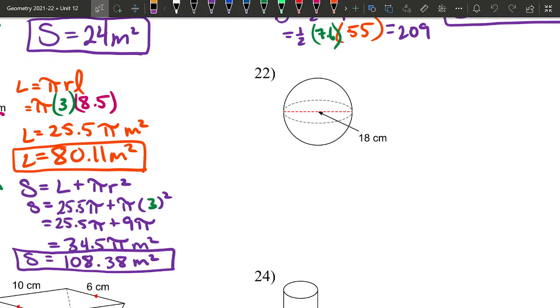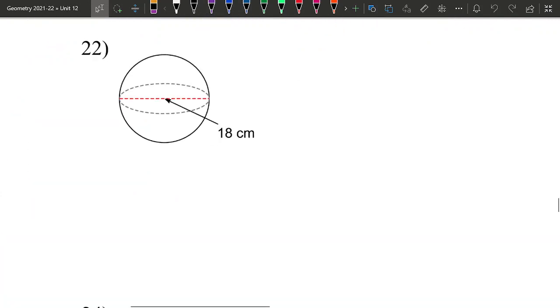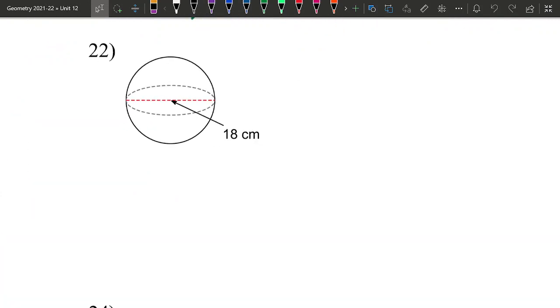All right, so number 22. Now we have a sphere. And be careful on these with the pictures with circles. Anything that has to do with circular, cone, cylinder, sphere, none of the formulas ask you for a diameter. None of them. But sometimes that's what you're given.